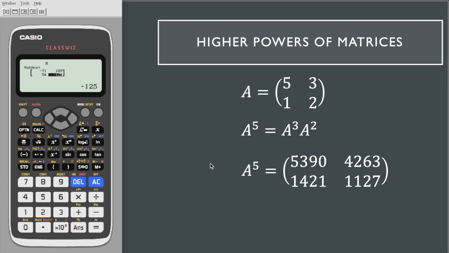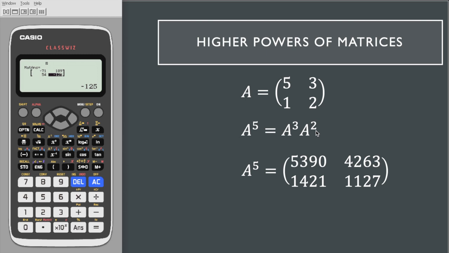As I said previously, this calculator cannot compute powers of matrices above 3. So here we've got the matrix A, and if we wanted to work out matrix A to the power of 5, then we would have to split this up into 2 matrices. And each of those matrices would either have to be in powers of 1, 2, or 3. So in this case, matrix A to the power of 5 is equivalent to matrix A to the power of 3 times matrix A to the power of 2. And this is just from the law of indices.